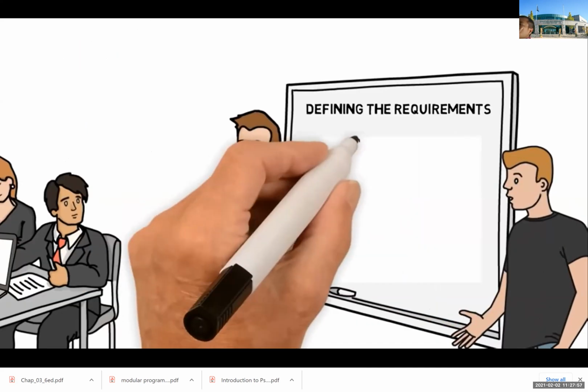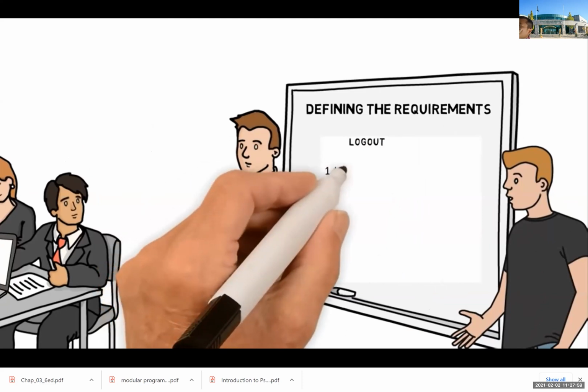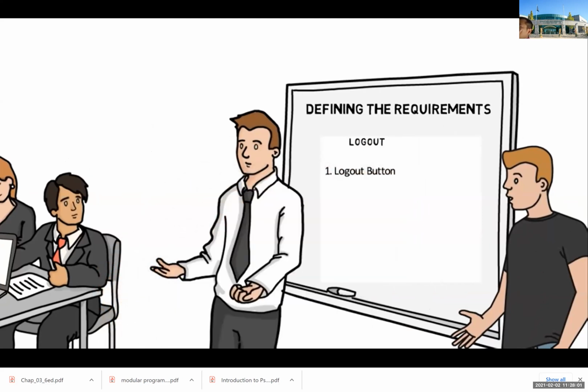Requirement number 3 will require a logout button, usually located around the same area where the user was logging in from. When they press the logout button, it should clear their session out of the browser to prevent other people from returning and logging back into their account.